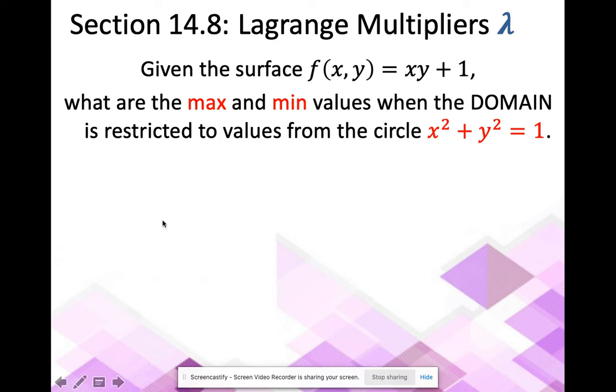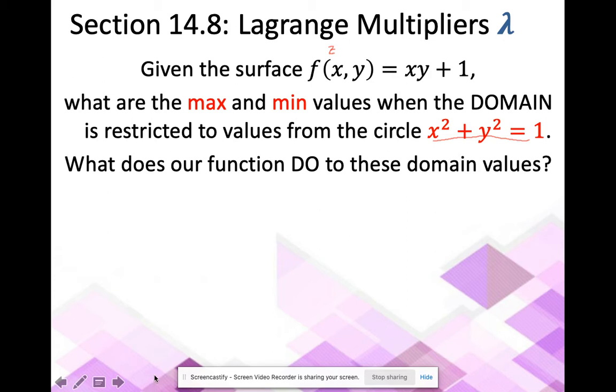So look at this function in two variables. This is up in Z space. I take my domain values, X and Y, multiply them together, add 1, and I get my height. Well, I want to know what are the maximum and minimum values when I restrict your domain to just values that satisfy this equation, X squared plus y squared is equal to 1. This is my constraint.